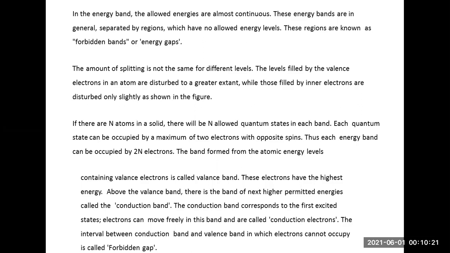If there are n atoms in a solid, there will be n allowed states. The band formed by means of the valence electrons is called the valence band, and these electrons have the highest energy. Above the valence band you will find the next higher permitted energy band, which is called the conduction band. It corresponds to the first excited state, and the electrons can move freely in this band, which is called conduction.